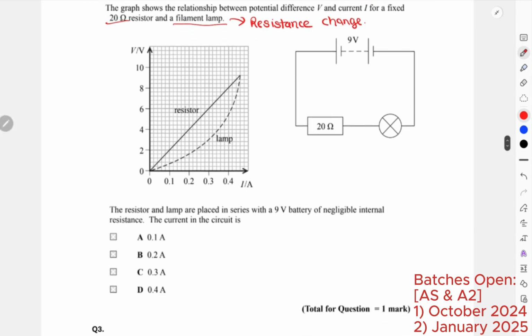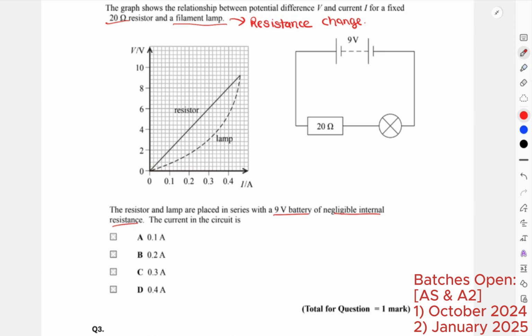Now it says that the resistor and lamp are placed in series to the 9-volt battery of negligible internal resistance. The battery itself doesn't have any internal resistance and the battery reading was 9 volt. Now, what would be the current in the circuit? In order to find out the current, we have to also find out the resistance of this filament bulb, right? But how can you find out the resistance of the filament bulb?